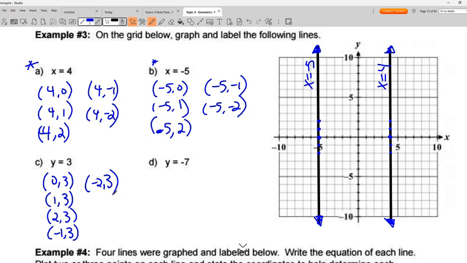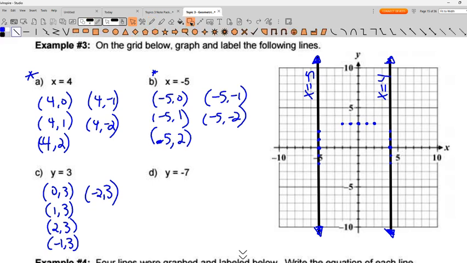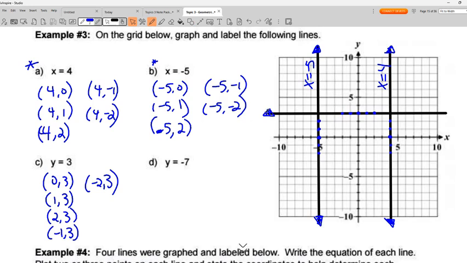So (0, 3) is found right here. (1, 3), (2, 3), (-1, 3), (-2, 3). Every point on that line has a y value equal to 3. And so we connect those, and again, we'll put arrowheads on there. This is the line y equals 3. Every y coordinate has a value of 3.